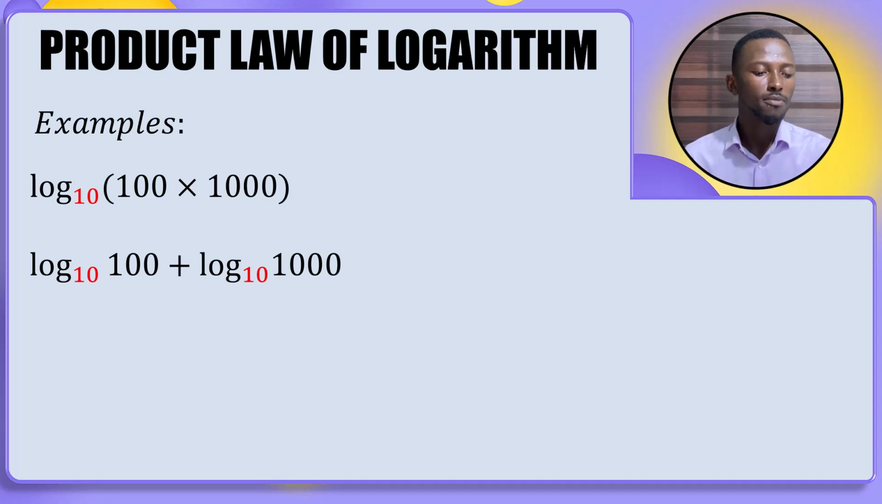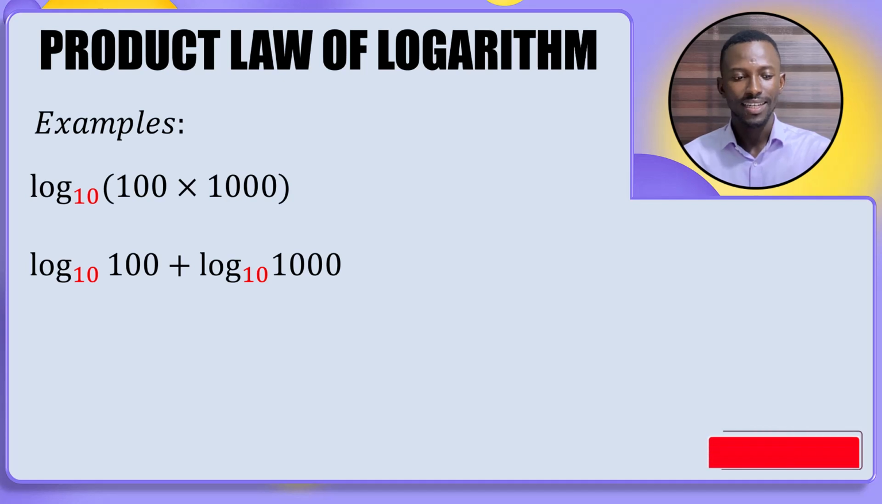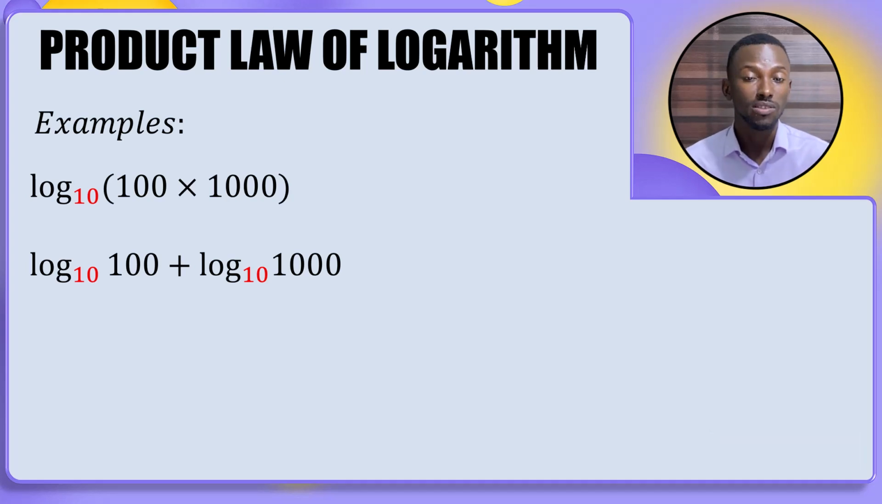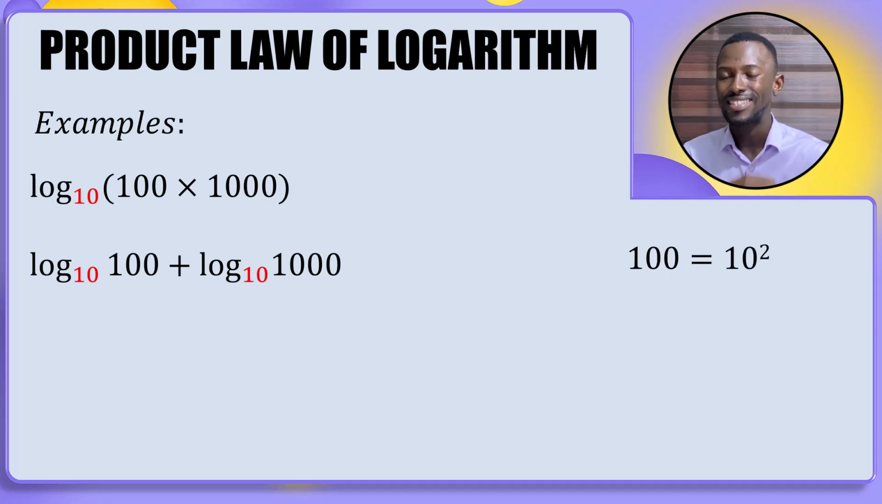So now, log base 10 of 100 basically means 10 to what power will give us 100. But before we look at that, remember that 100 is the same as 10 to the power 2. Meaning 10 exponent 2 is equal to 100. So log base 10 of 100 stands for 2. I hope you got that.